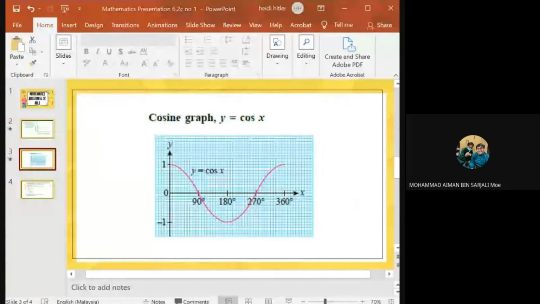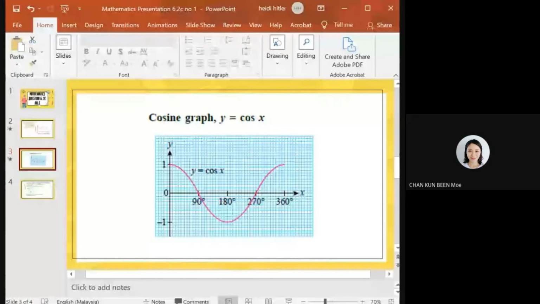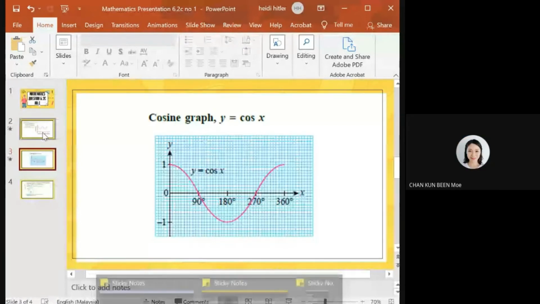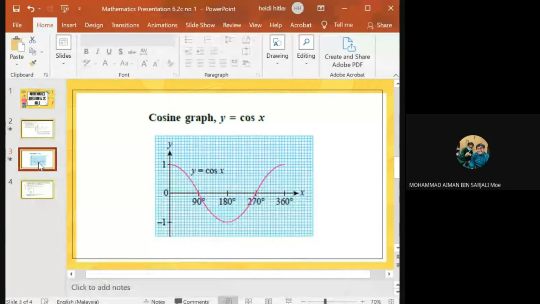Hedi, cannot? Okay, see Hedi. So cannot see. Yeah, the graph, the position. Is it? Okay, wait. Now, still can see or not? I think can, yeah. Can. I'm at slide number 3 now. Oh yes, can. Yes. Okay.